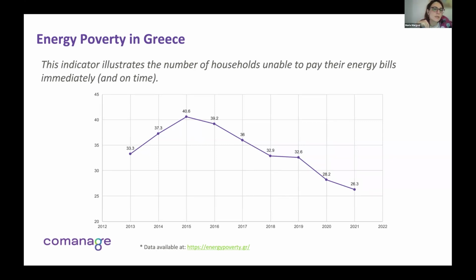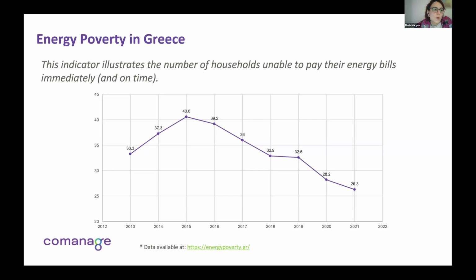We have increased grid prices in the energy sector, and at the same time we have wages that are decreasing, or not increasing according to inflation. So that's why the share of income that we pay for energy keeps increasing. I also have to note here that some indicators are a self-reporting tool. So sometimes people who live in energy poverty don't even realize that they are living in energy poverty.